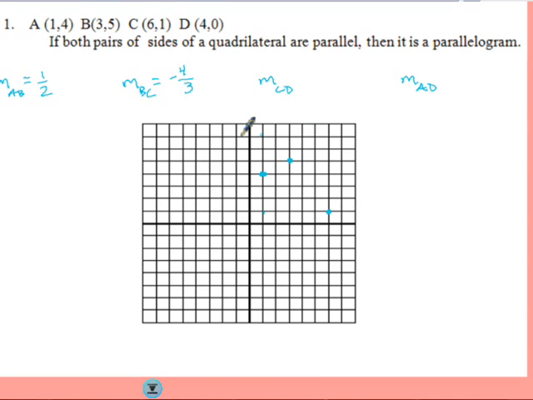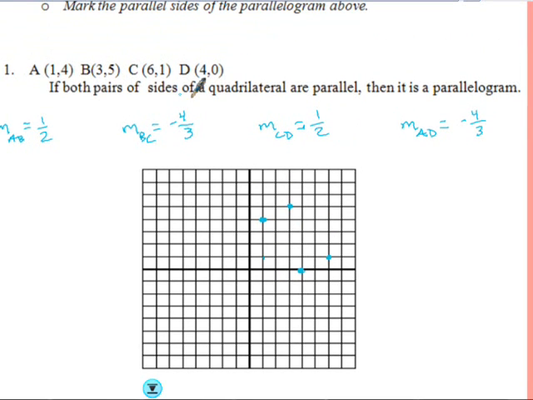And then, let's see, D, so CD, we need D now. D is at (4, 0). So the change from C to D, and that's this line right here, that's up 1 over 2, that's 1/2 again. From C to D, it's a change in 1, and then 6 to 4 is 2, so it's 1/2. And then from A to D, this last line over here, will be down 4 and over 3 again, so that's negative 4/3.